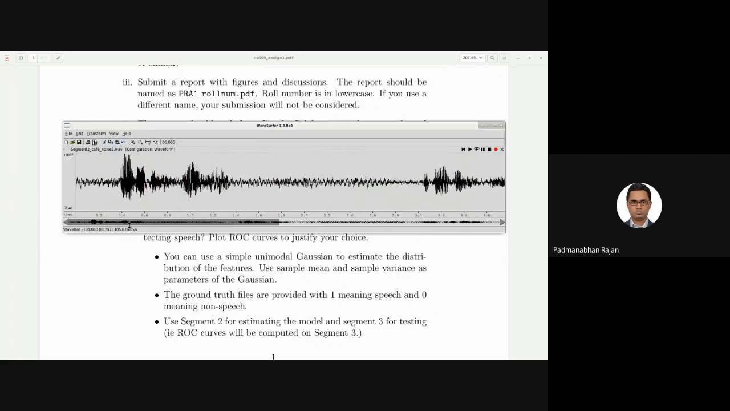Your task is to detect the presence of speech. So it's a binary classification problem. Every segment in this audio signal is going to be classified as either speech or non-speech. Speech means somebody is actually talking. Non-speech means there is no talking, only some background noise. Your classifier must be able to discriminate between speech and non-speech. That is the main aim of the task.